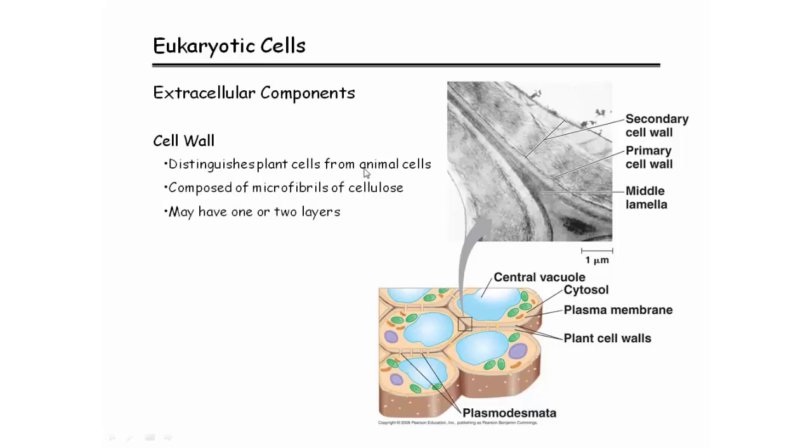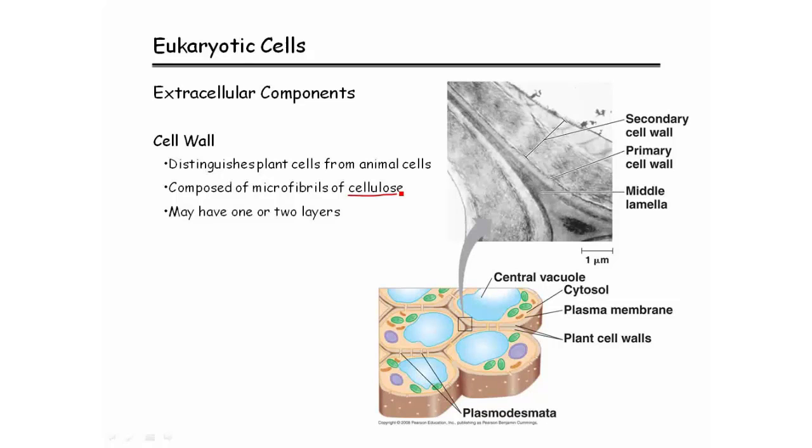It is composed of a polysaccharide called cellulose. Cellulose is a long linear molecule, so we get long fibers or microfibrils of cellulose that are interconnected together to make these layers of cell wall. There may be 1 or 2 layers, and it is a fairly rigid structure. So if we have a cell that has 2 layers around it, that's got a thicker kind of wall that's a lot stronger around the outside.